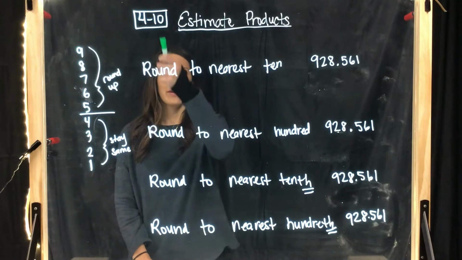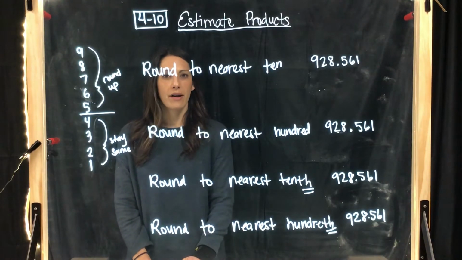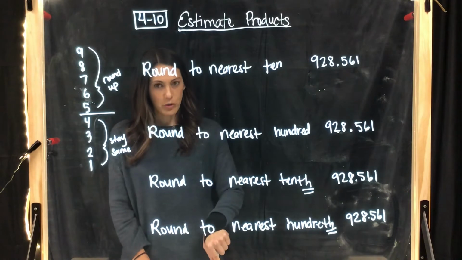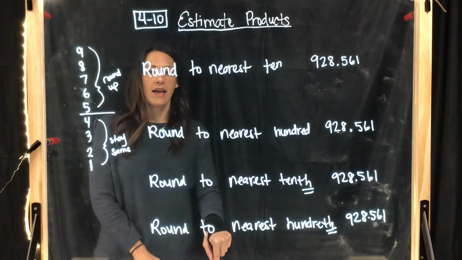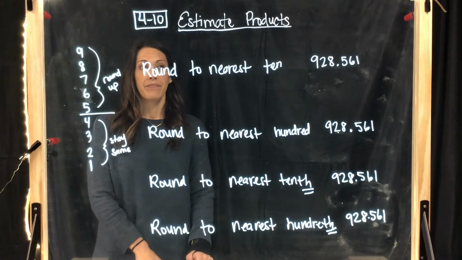Hello students, we are doing 4-10. We're going to estimate products in this lesson. Go ahead and turn to page 149 in your fact sheet and let's go over some of these together.